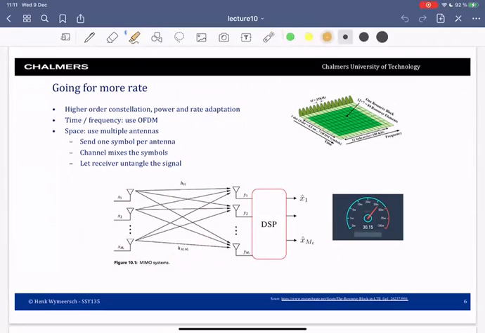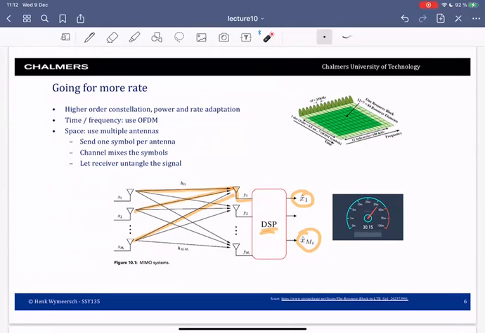The channel will then mix this information. So if we focus on what the first receive antenna sees, it is a superposition of information from all the transmit antennas. And because of that, the receiver needs to disentangle this information to be able to recover the originally transmitted data symbols. And this requires dedicated processing.